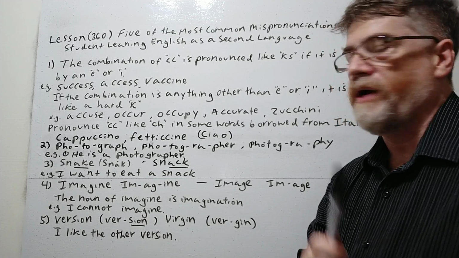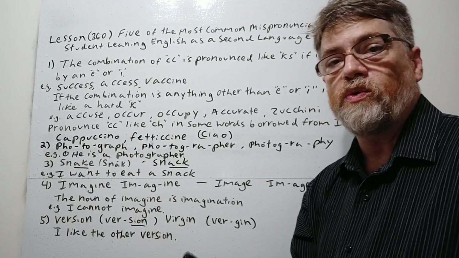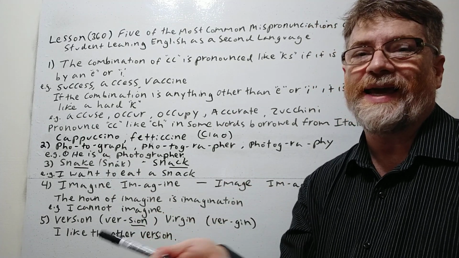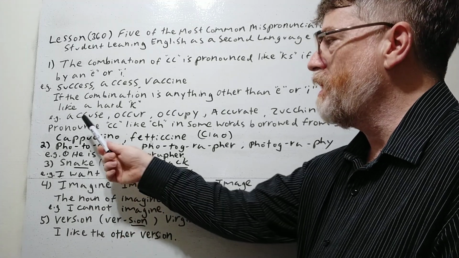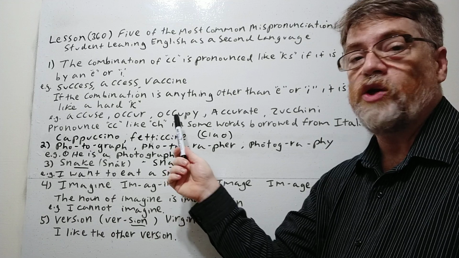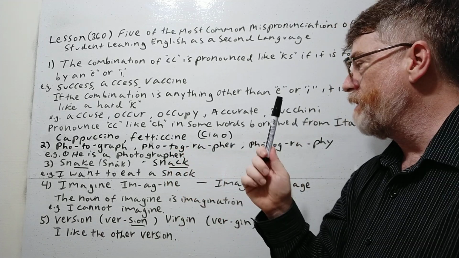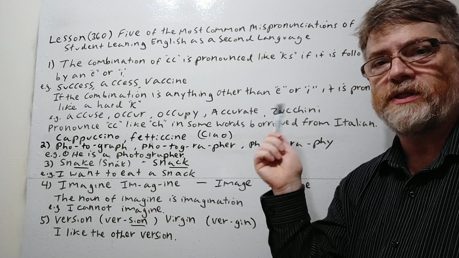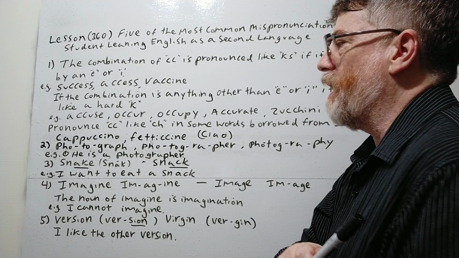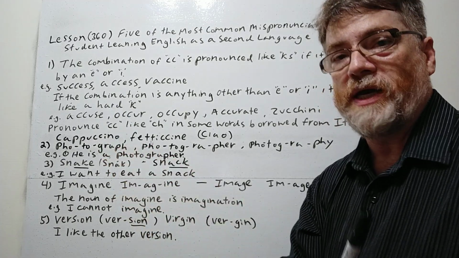Okay. So again, let me give you the correct pronunciation first. So accuse. So almost think of it like the first C is silent and the second C is just like a K or a hard K. So the correct way would be accuse, occur, occupy, accurate, zucchini. All right, zucchini we'll come back to later because this is a word we borrow from Italian. I'm going to explain that soon as well. All right, good.